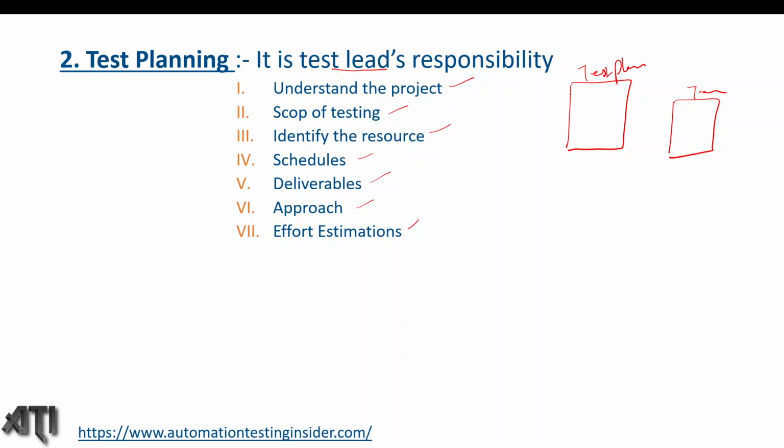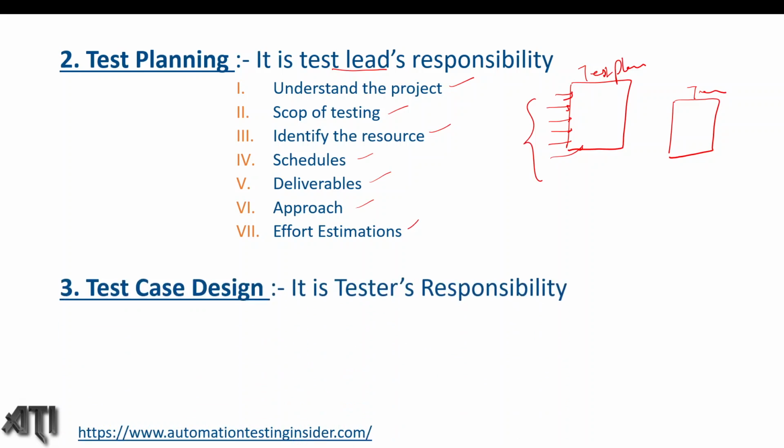In the test plan we have everything: the scope of testing, how many resources we are going to have for this testing life cycle, the duration of the project, the approach and effort. All these things should be covered as part of the test plan. Now, what is the outcome of this test planning? We will get the test plan and test strategy document.